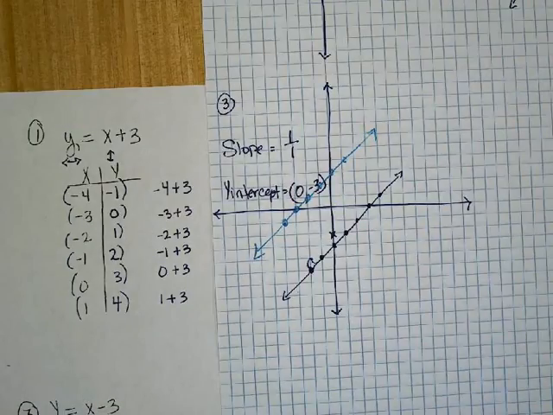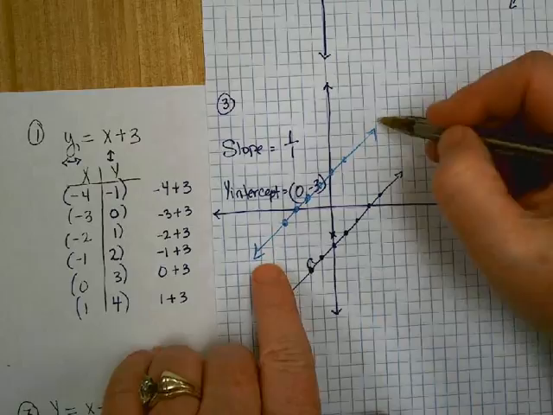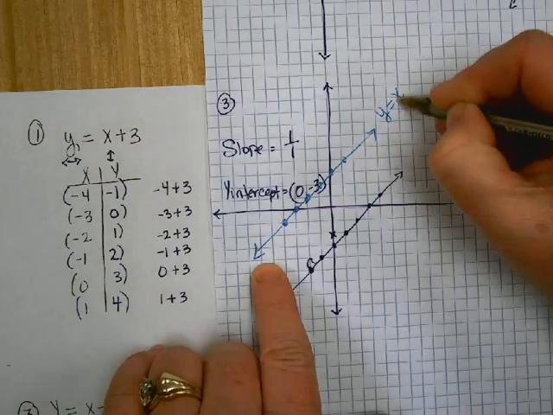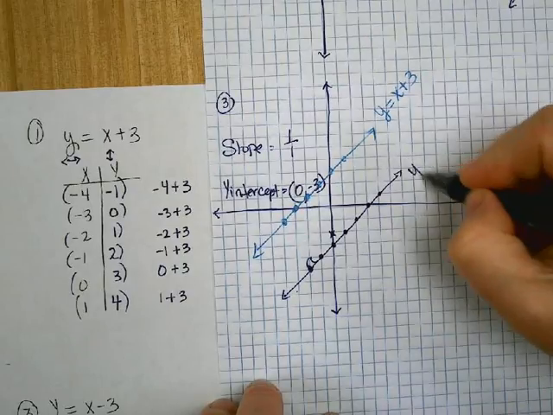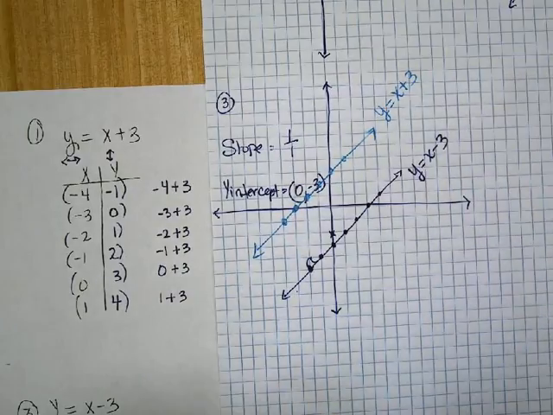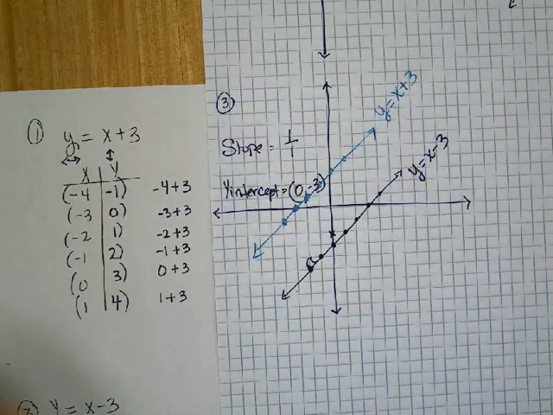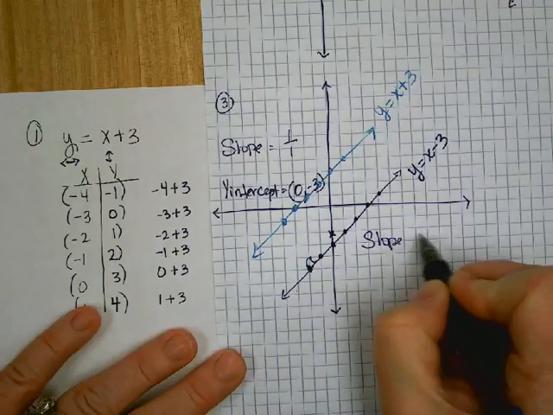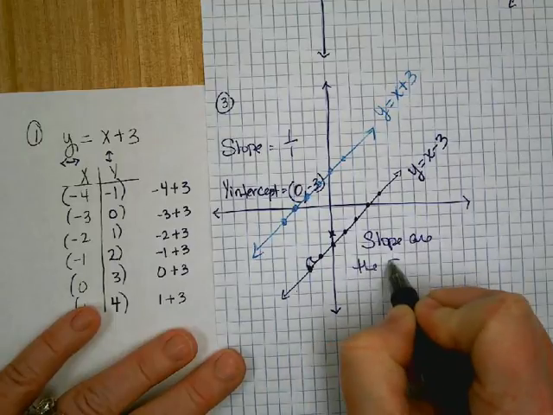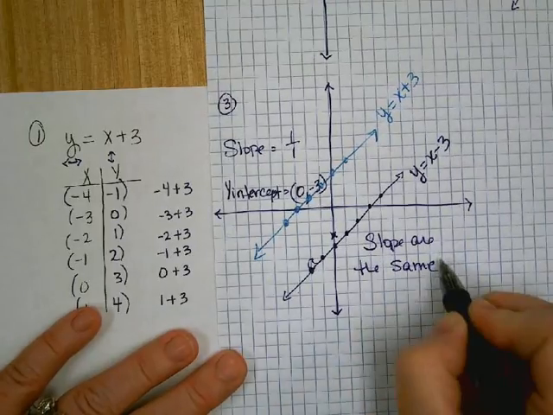I'm going to write the equation of the light blue line: y equals x plus 3. The equation of the darker blue line is y equals x minus 3. What did you tell me these two had in common? The slopes are the same. That's important.